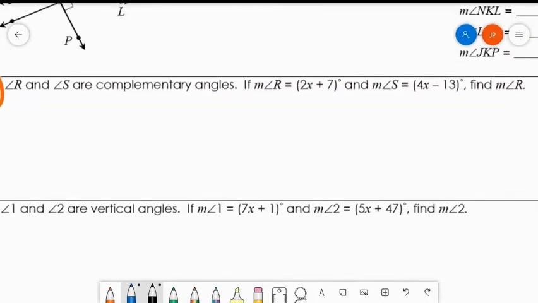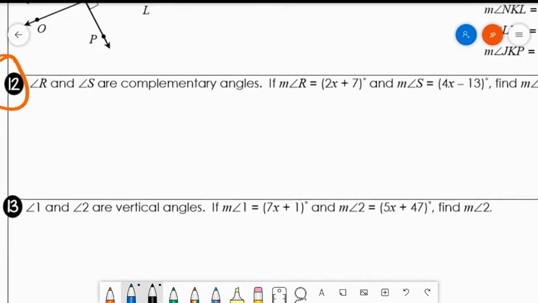So on your second set of notes, I want you to take a look at question number 12. Now, I know some of you weren't the biggest fans of word problems, but sometimes these are honestly a little bit easier because there's not all that stuff going on in a picture so that I have to figure out where I need to go. They're telling me straight up right off the bat, angles R and S are complementary angles. When you see that word, you know somehow 90 degrees is going to be involved.